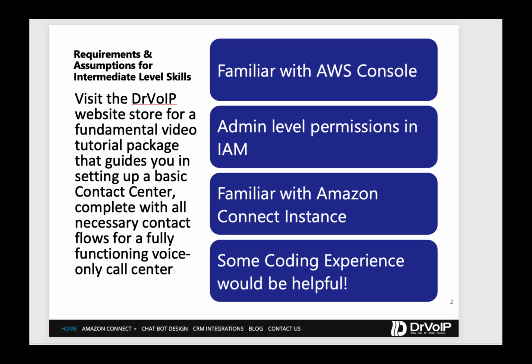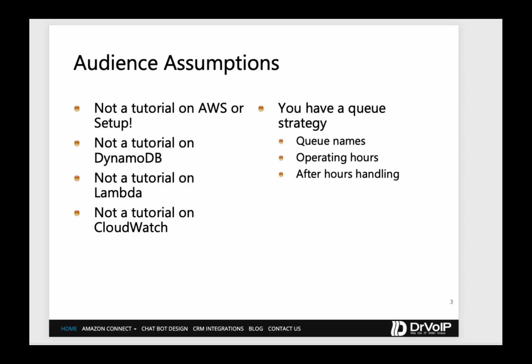We need you to be familiar with the Amazon Connect instance. It'd be nice if you had some coding experience. It's not necessary, but it would be helpful. If you're not familiar with the AWS console and how to configure an Amazon Connect instance, go to the Dr. VoIP website. You'll find a fundamental video tutorial package that will walk you through setting up an Amazon Connect instance, and will actually give you a handful of basic contact flows that enable you to get a voice-only contact flow up and working very quickly.